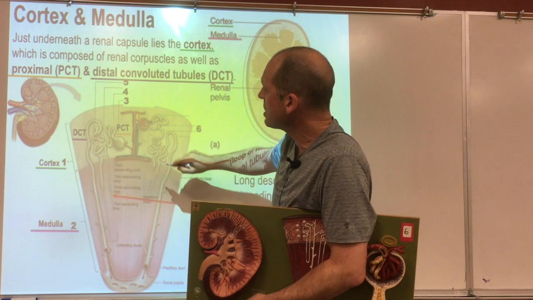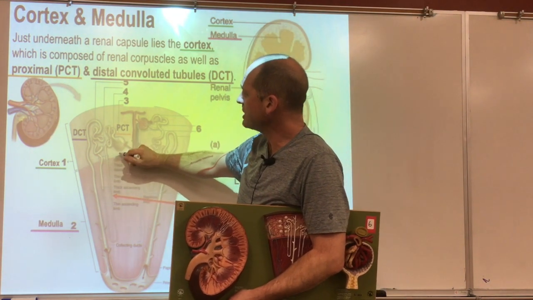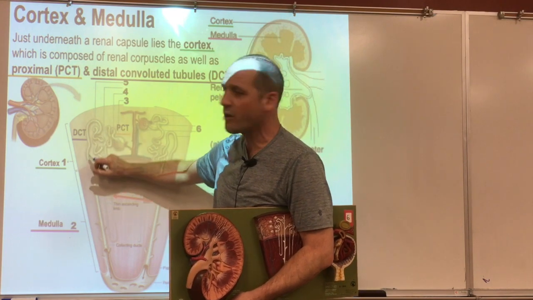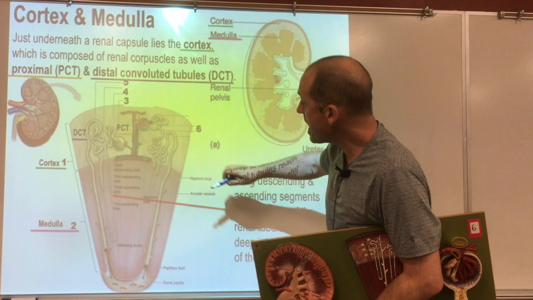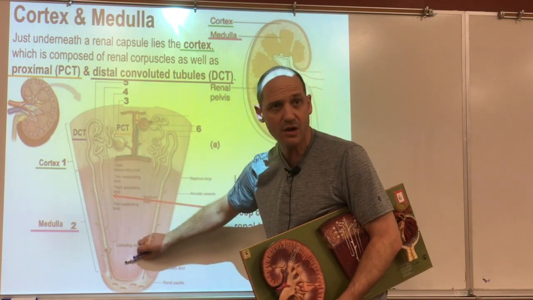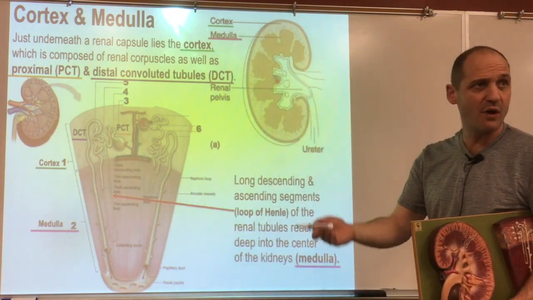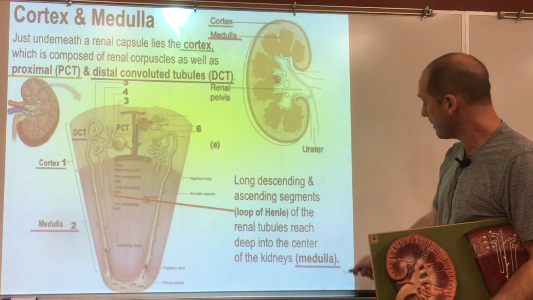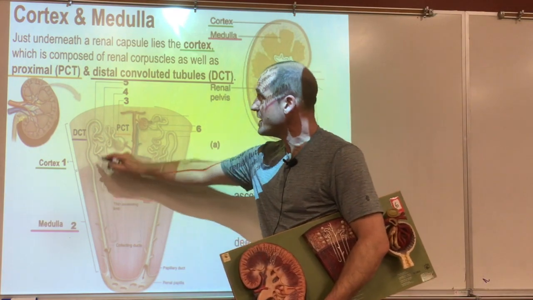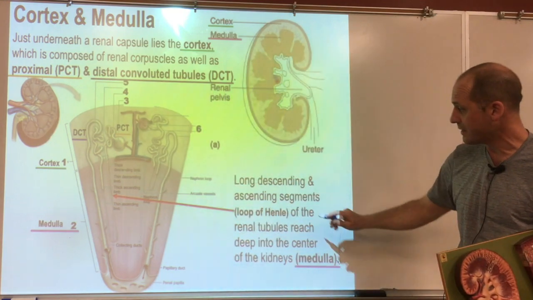The cortex is where we're going to have the glomerulus, the Bowman's capsule, and the proximal convoluted tubule, and then the distal convoluted tubule. And then deep going inside, down into the red area, that's called the medulla. And the deeper structure is one of those words that comes back a lot. There's medulla. That deep loop between the PCT and the DCT is called the Loop of Henle, right in here.